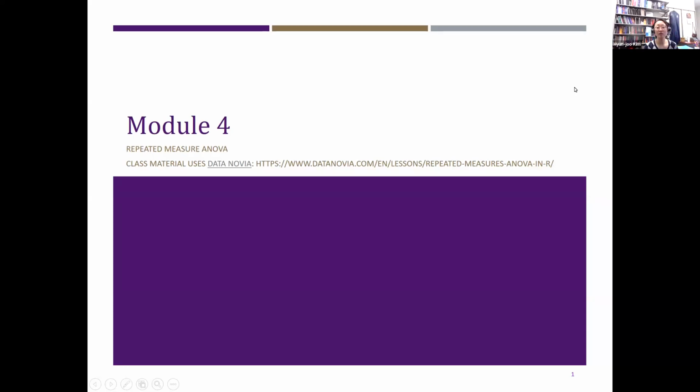This is module 4, repeated measure. Using repeated measure ANOVA, we can answer if there are any mean differences among the groups when the response variable is repeatedly measured on those groups. Most of the classwork is based on the Datanovia website.